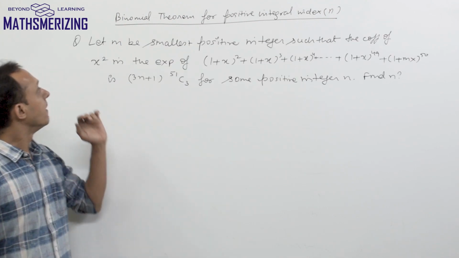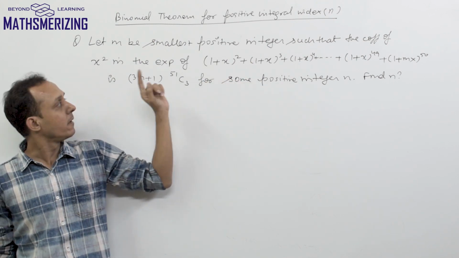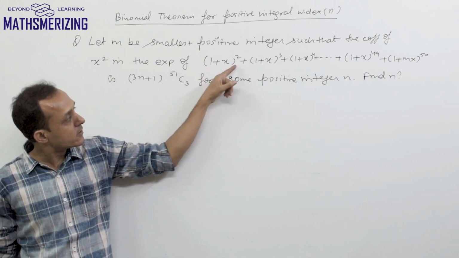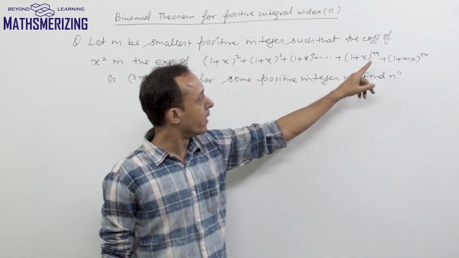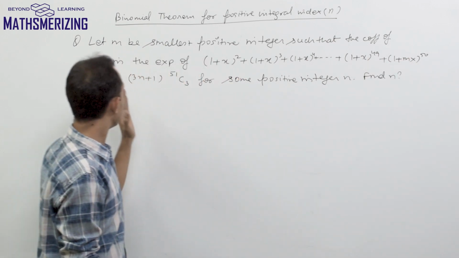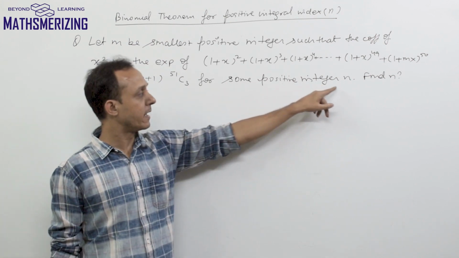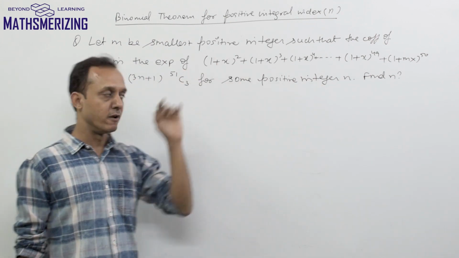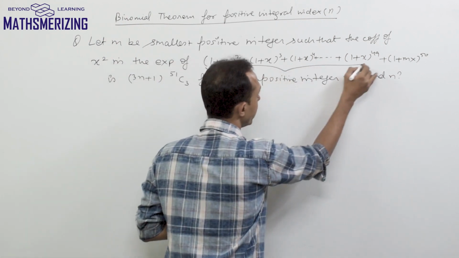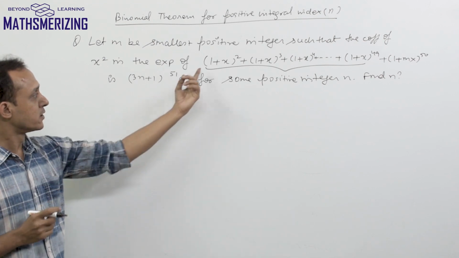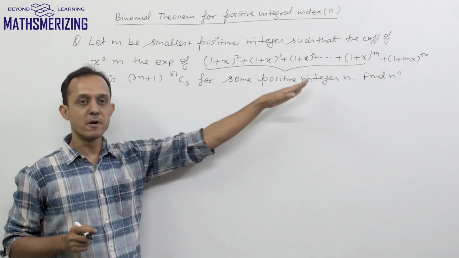So the question is, let n be the smallest positive integer such that the coefficient of x^2 in the expansion of (1 plus x)^2, (1 plus x)^3, (1 plus x)^4, and it goes up to (1 plus x)^49, plus (1 plus mx)^50 is (3n plus 1) times 51C3 for some positive integer n. Then I need to find the value of n. Now what I'll do is, first I'll simplify this series. It's a geometric progression. First term (1 plus x) whole square, common ratio 1 plus x, and number of terms 48.